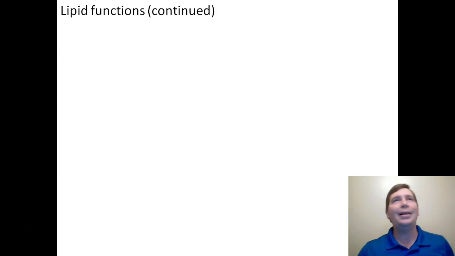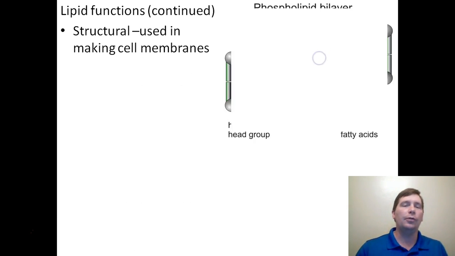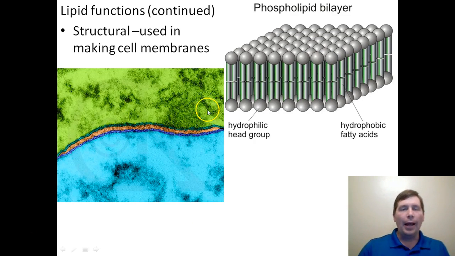Now, that isn't the only job that lipids do for you. Another important job that lipids do for you is for structure. And one of the important things that we use lipids for is making our cell membranes. All living things are made out of cells, and every cell has a cell membrane. This picture you're looking at right here, this is an electron microscope picture taken of the cell membrane of a cell.